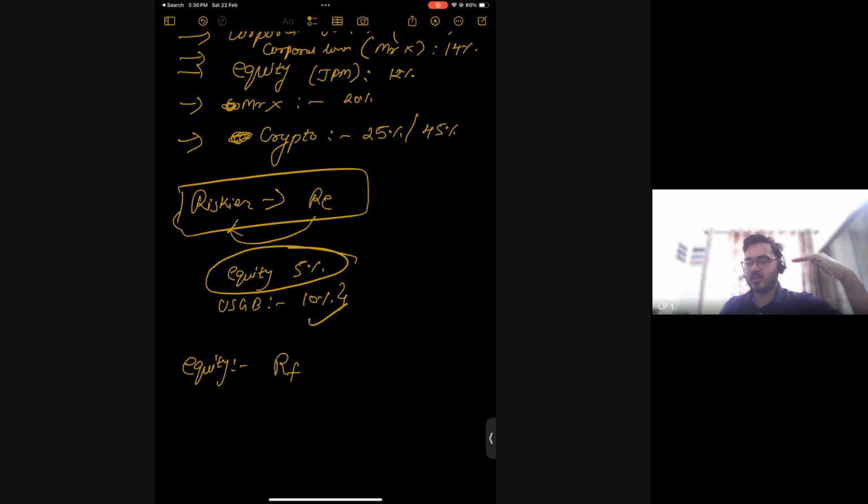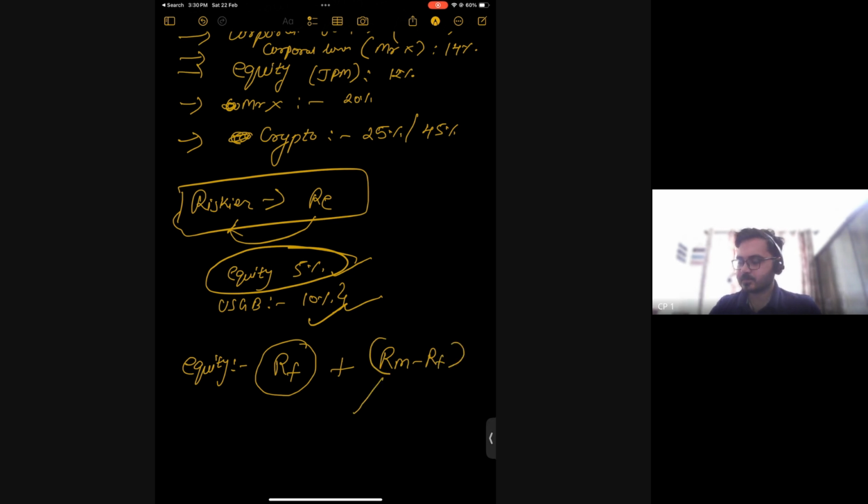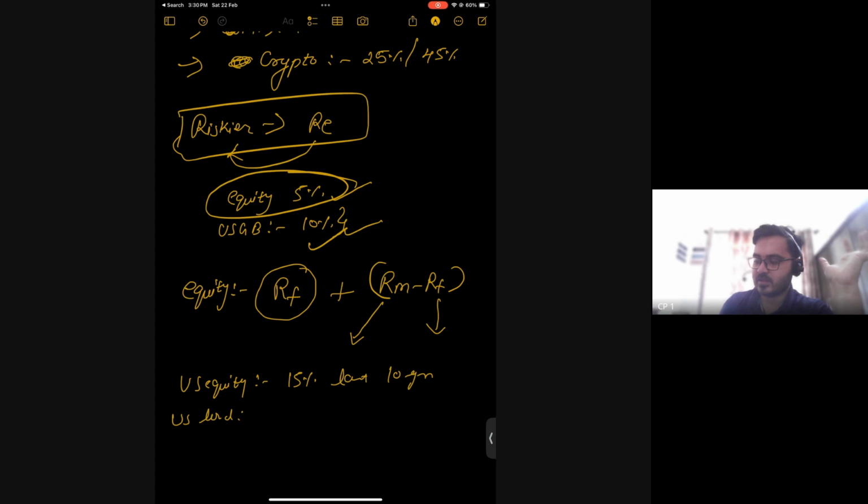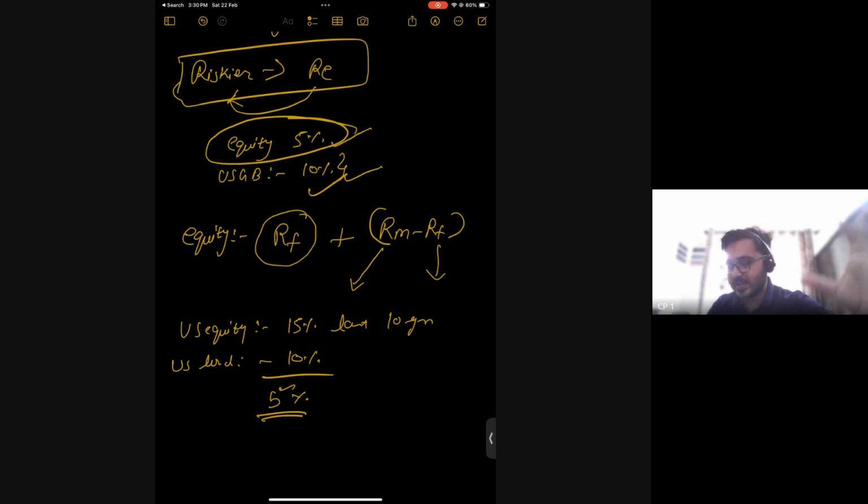If I ask you to invest in equities at 5% when the government bond is giving 10, you're never going to invest. So this is like the baseline. Follow it up with the incremental return that you can anticipate from the market. So what that return is, RM minus RF. Let's say US equities have given 15% return over the last 10 years. US bonds are offering 10% return. So the delta that you can estimate to make when you're investing in equities instead of bonds is 5%. So that is what this RM minus RF does.